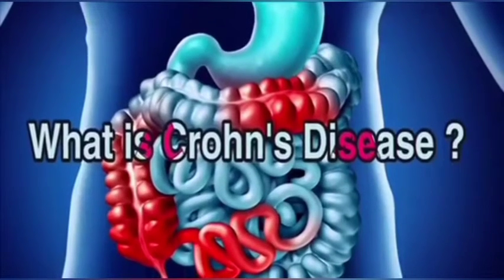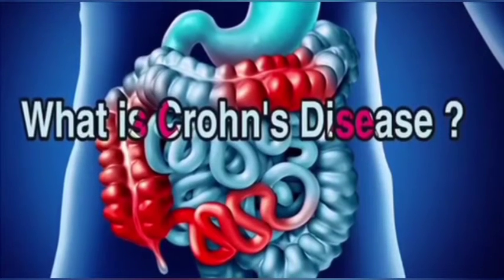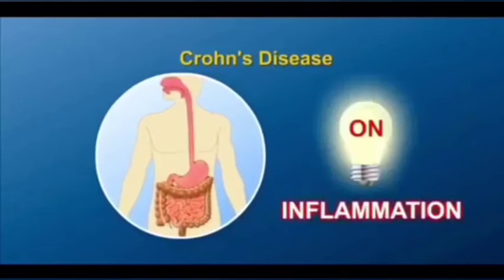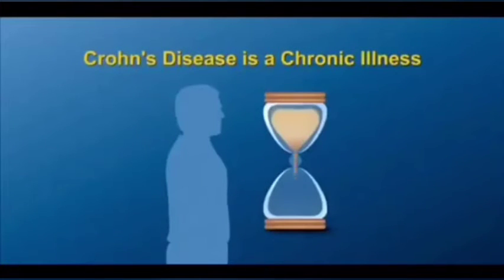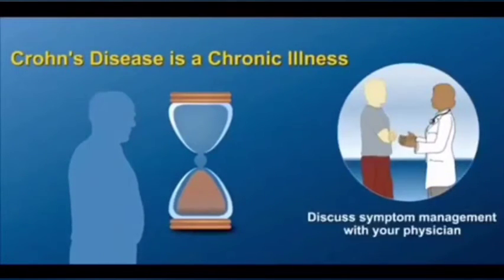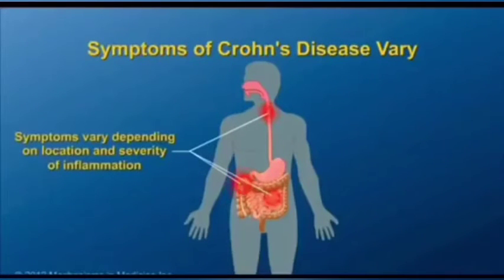Crohn's disease is a chronic condition characterized by inflammation in the gastrointestinal or GI tract, which is also known as the digestive tract. Since Crohn's disease is a chronic illness, it is persistent and will be present throughout the patient's life. However, patient and physician can work together to manage the symptoms. Symptoms of Crohn's disease vary depending on location and severity.